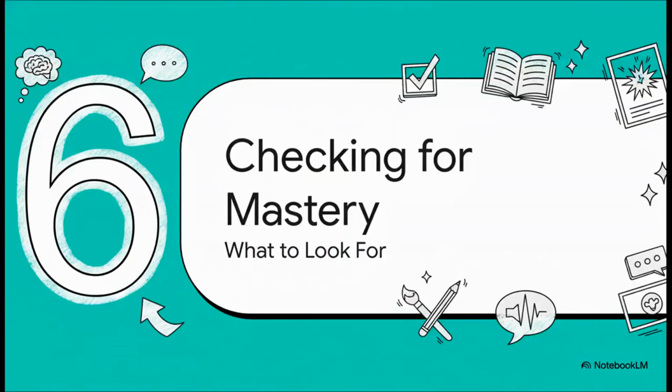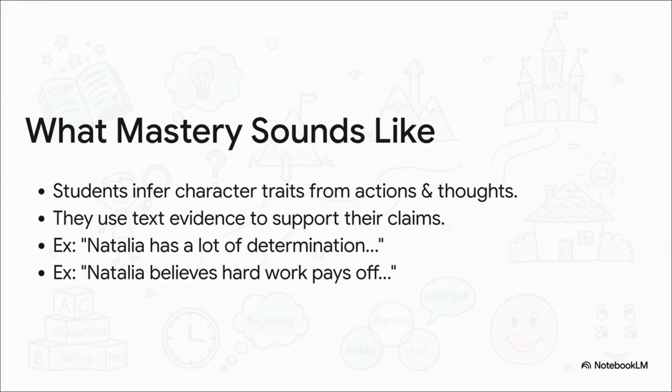And finally, the big question. How do we know they've actually got it? When you're checking for understanding, what should you really be looking for and listening for in your students' work and their conversations? Mastery sounds like this. Students are moving way beyond just summarizing the plot. They're inferring character traits like determination or hard worker, and they can point right back to the text and tell you exactly why they think that. It's all about analysis supported by evidence.